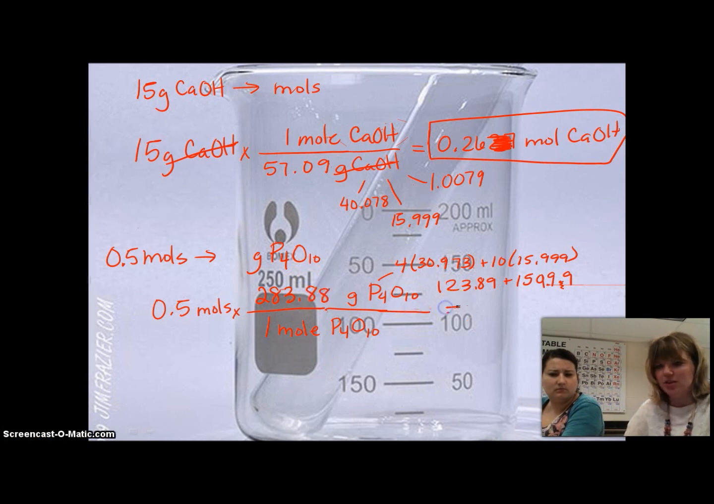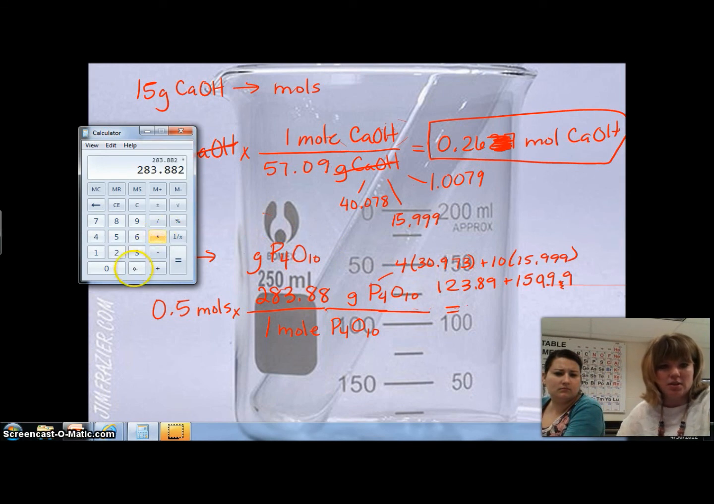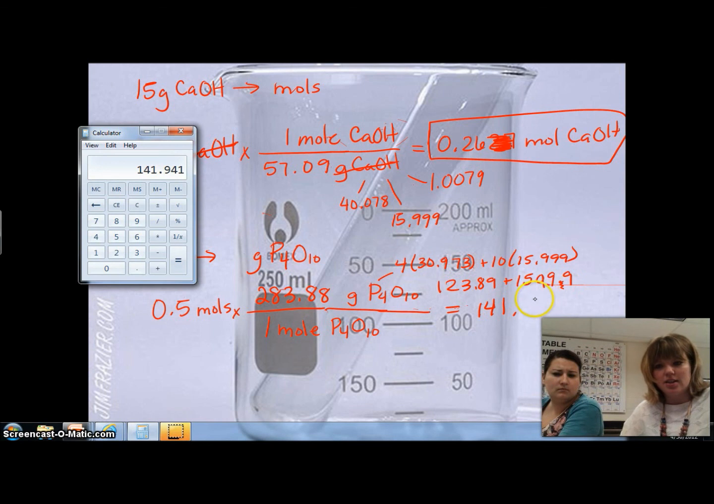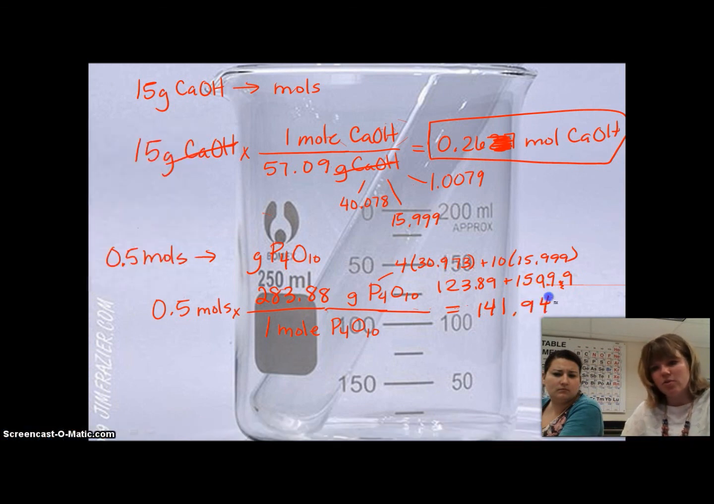And now we can do our calculation. So we just take 0.5 times that answer. And we get 141.941. So we need 1 sig fig. So it would be 1 times 10 to the second. Wasn't very precise. Probably should add some more sig figs right here.